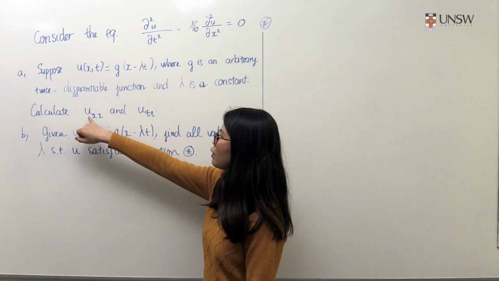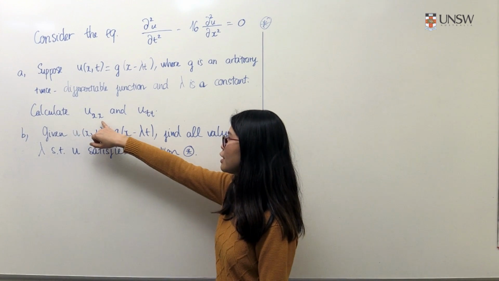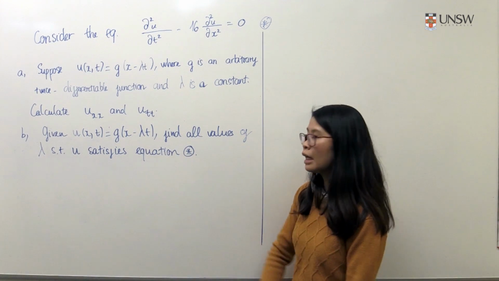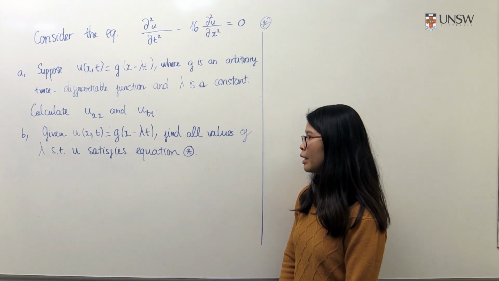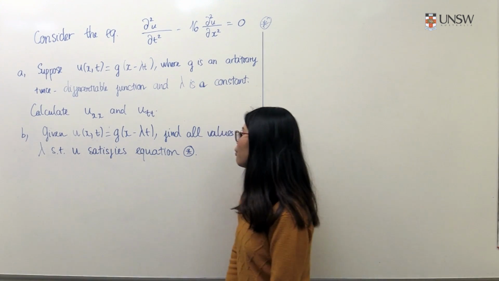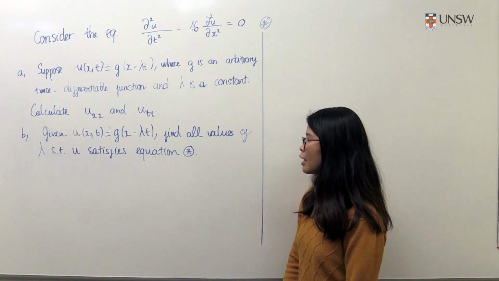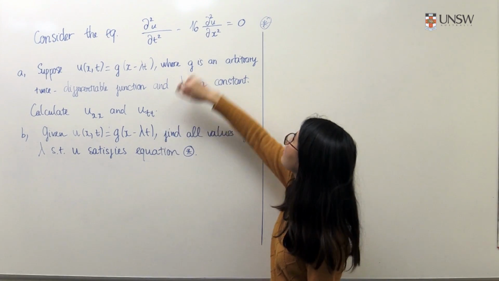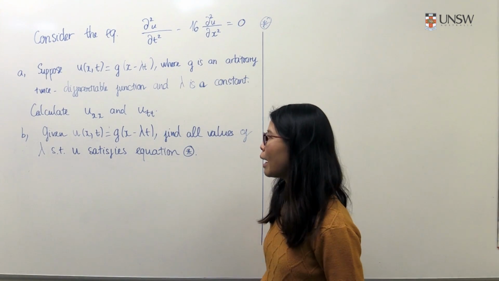And the questions ask you to calculate uxx and utt. And for this part B, suppose that you have this form. We have to find all the values of lambda such that u satisfies the equation start here. Let's start with part A.